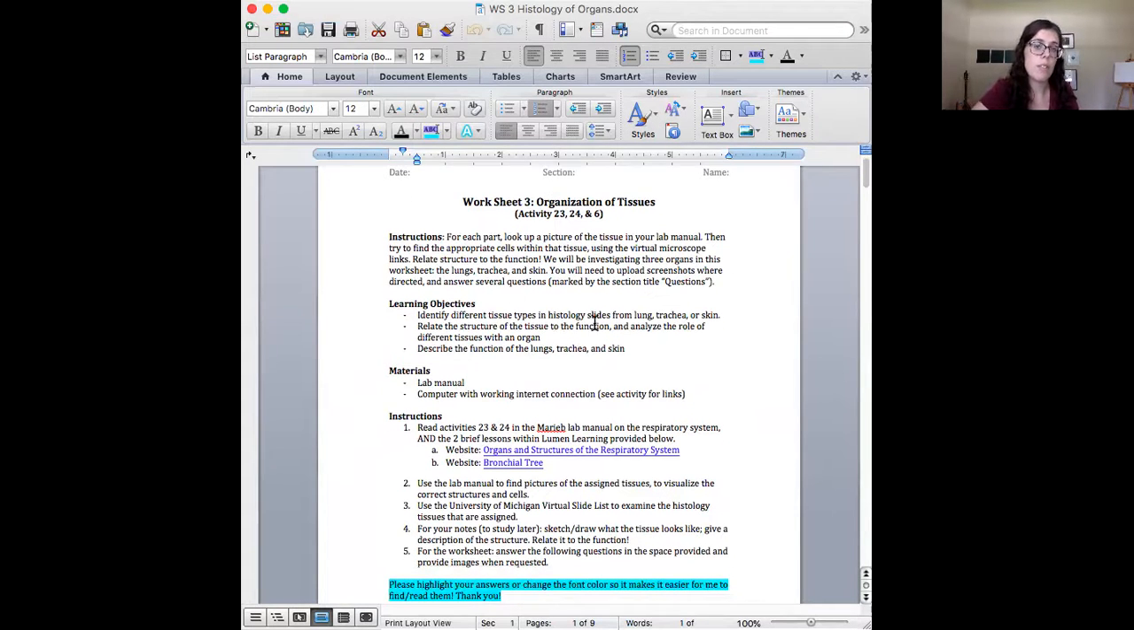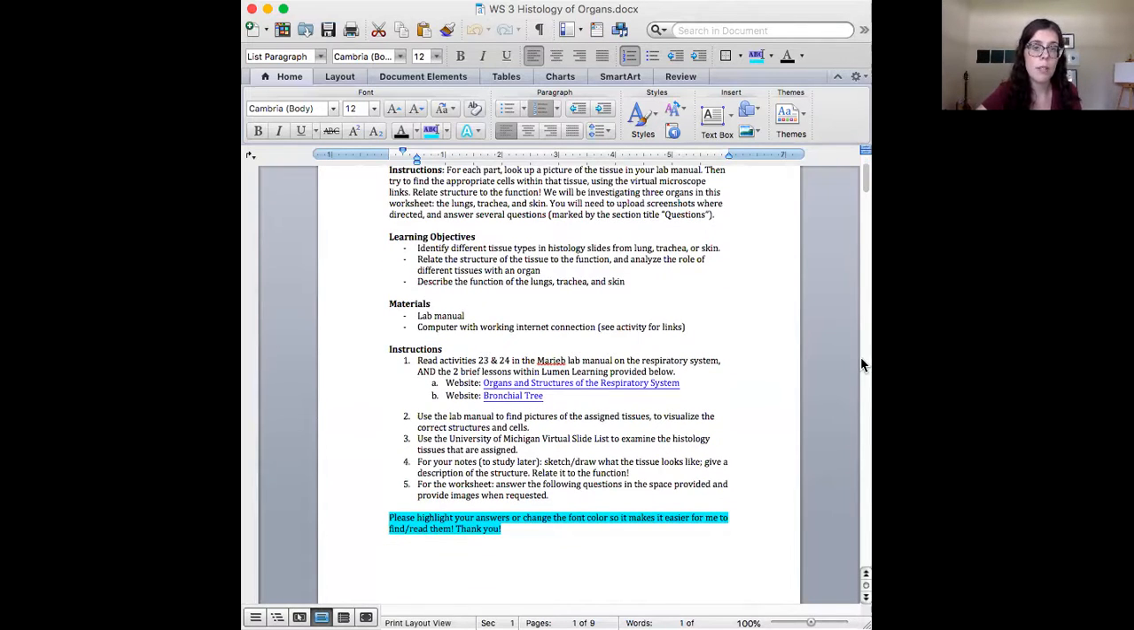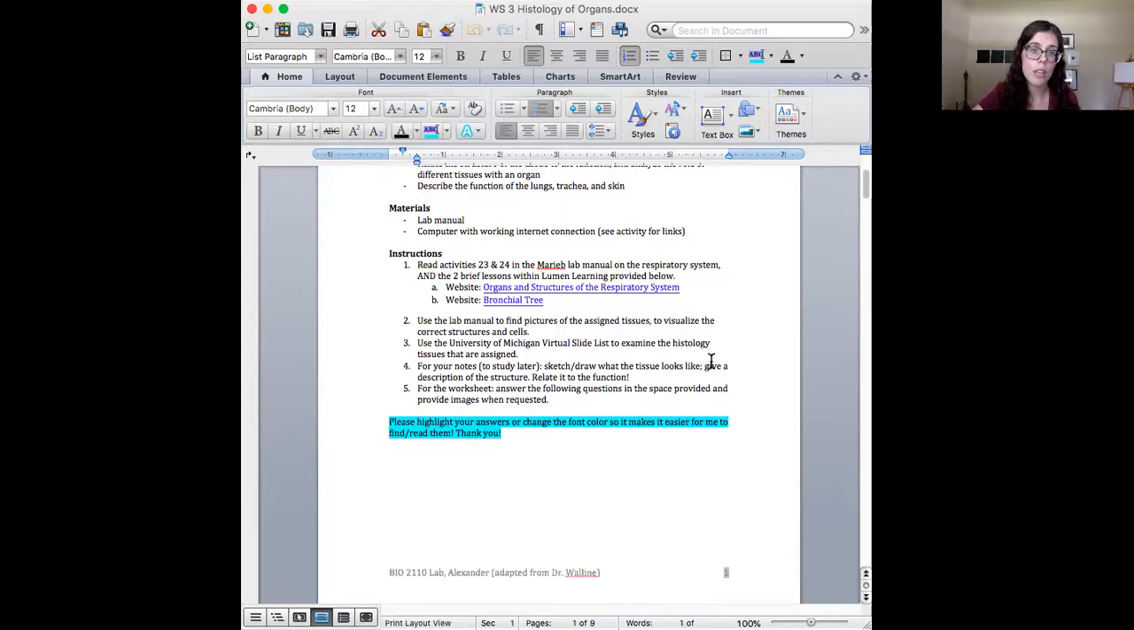We have different learning objectives here. Again, we want to identify tissue types. We want to relate the structure to the function and look at how we build organs from our tissues. Okay, we're going to need our lab manual, we're going to need our computer. So you're first going to do a little bit of reading here. You're going to read through those activities, and then I've got some brief Lumen learning sites here that give some information about the respiratory system and the bronchial tree. I want you to look in the lab manual at those tissues and then look at the virtual microscope.